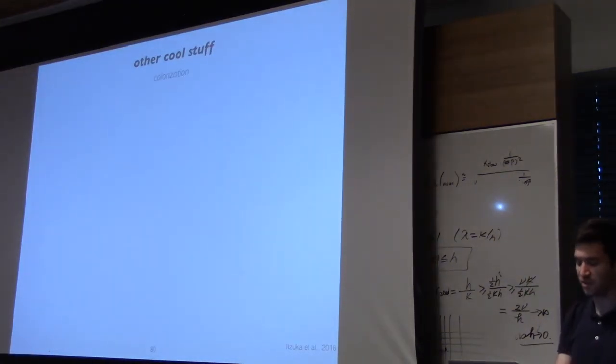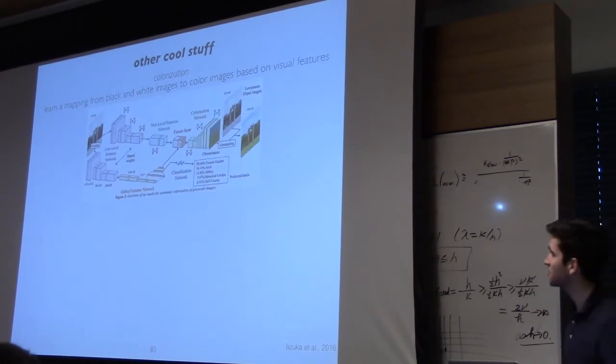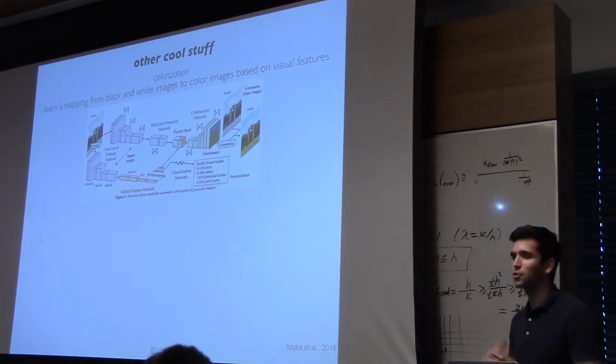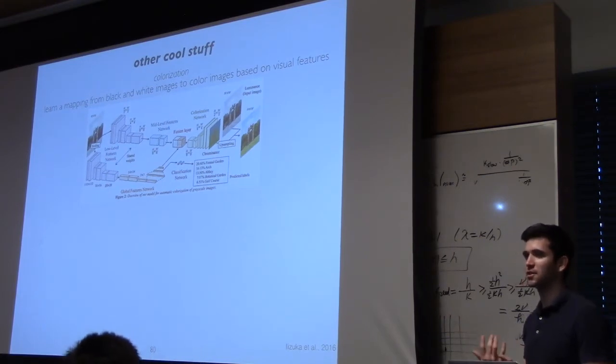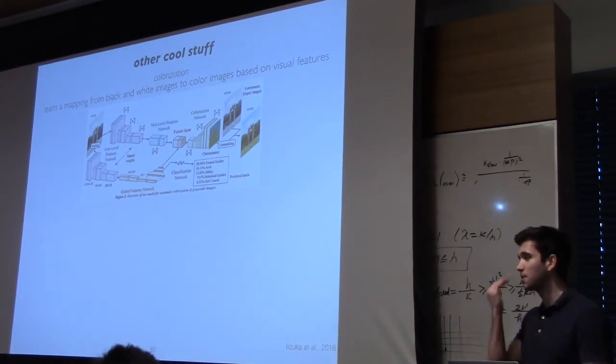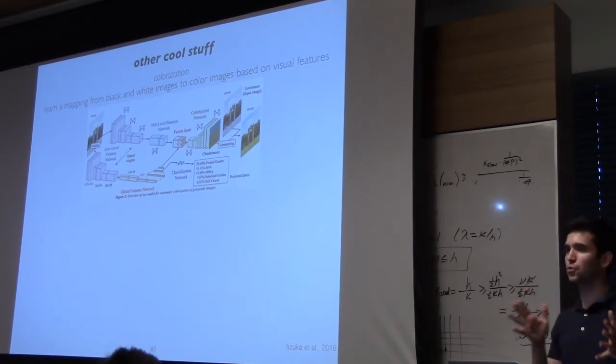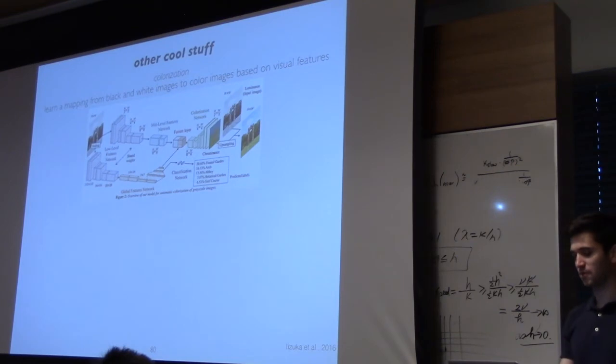And then another one that I think is just fantastic. The color that things are is, again, just some pattern that you can learn. So you could, in theory, if you knew what was in an image, map a black and white image to color if you knew what this mapping was.